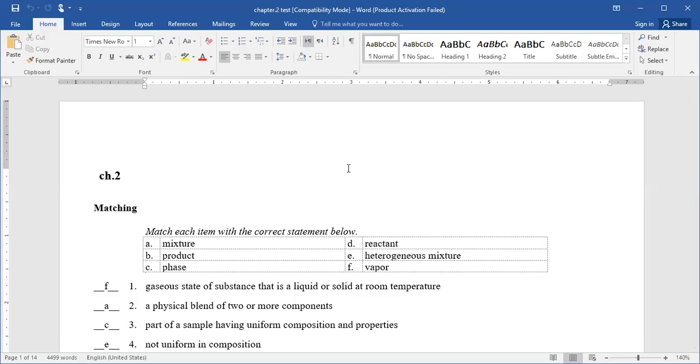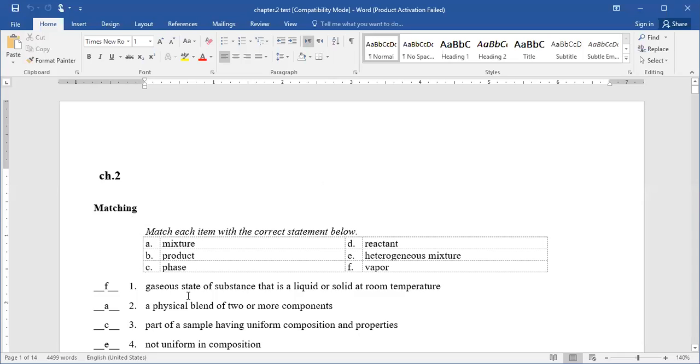Today we are going to do a revision after chapter 2, and that will be the start. For the beginning, the matching questions. We will get 6 alternatives, and I will match from A to F. We will do that with you.